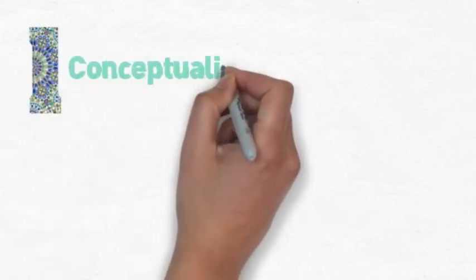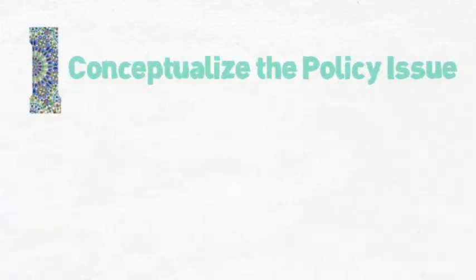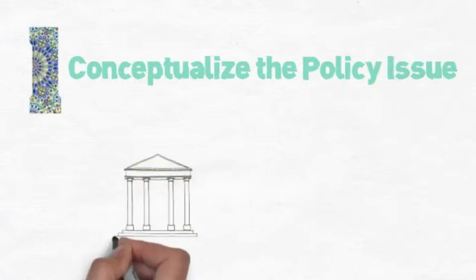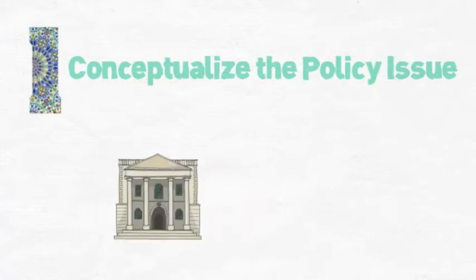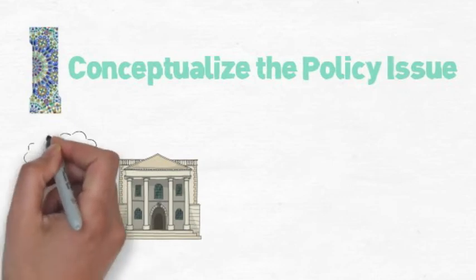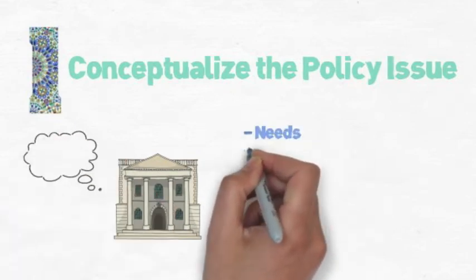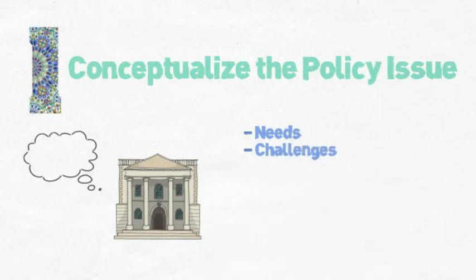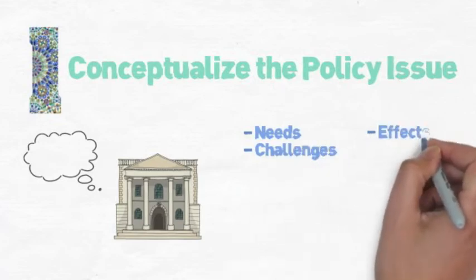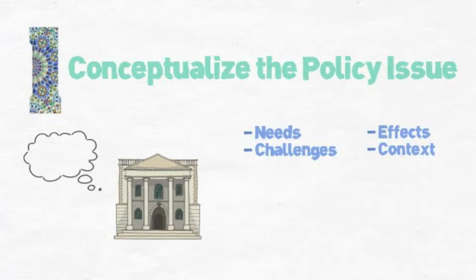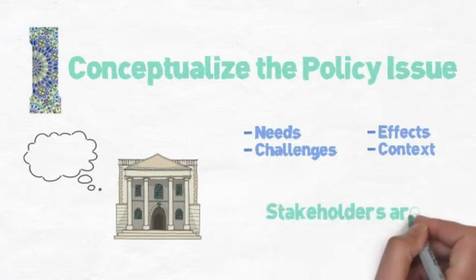Step 1. Conceptualize the policy issue. Education stakeholders at the ministry level determine a policy issue, and researchers further define policy inquiries for the study. The process helps conceptualize policy needs, challenges, effects, and context to be investigated. Stakeholders are always involved.